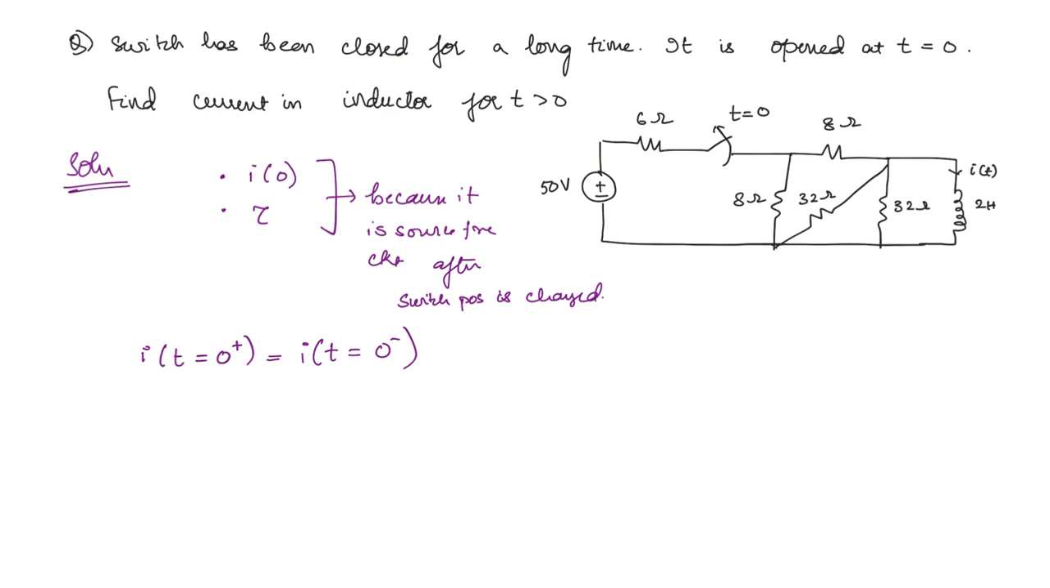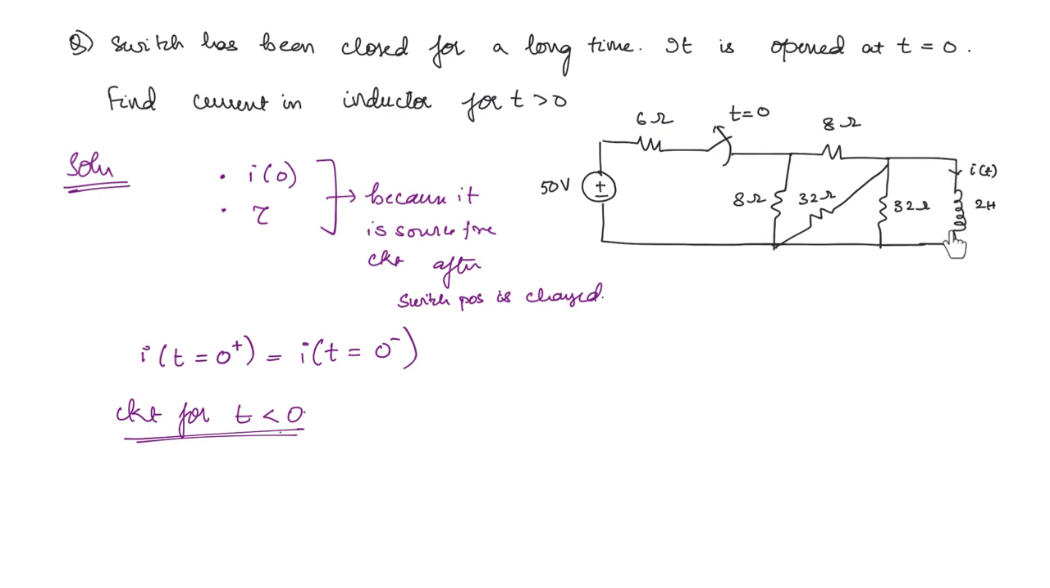Okay, so here we will first draw the circuit for t less than 0. It has already been given that the switch has been closed for a long time. That means steady state has been reached. So we have to draw the circuit in such a way that all the elements are in their steady state conditions. So what will happen to the inductor? The inductor will act like a short circuit at steady state.